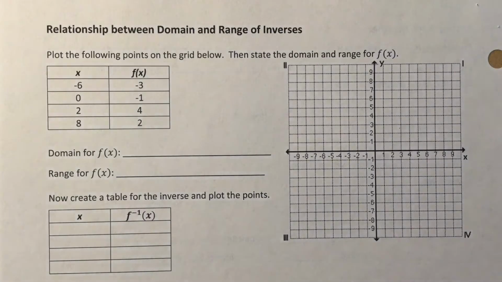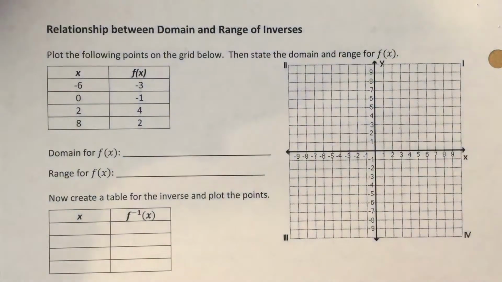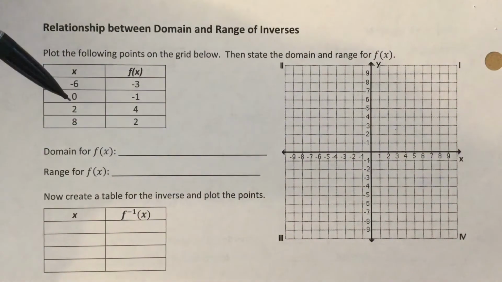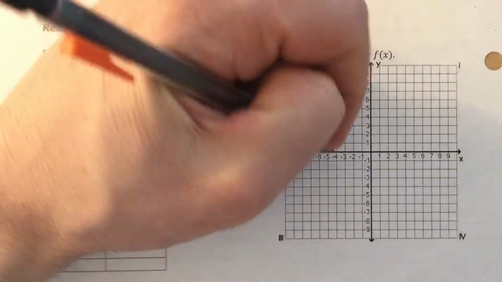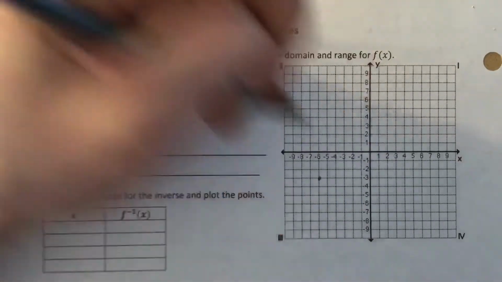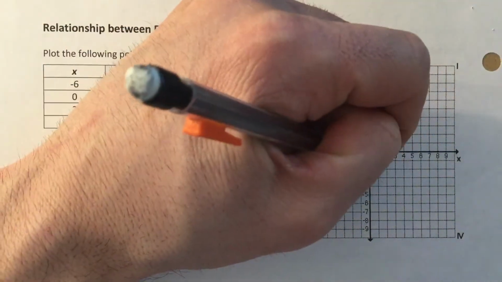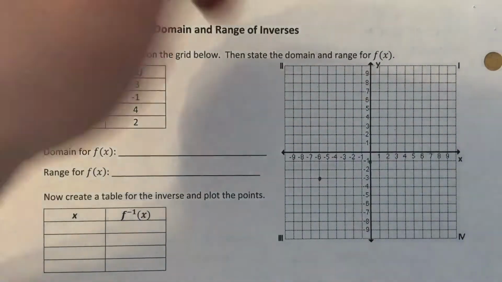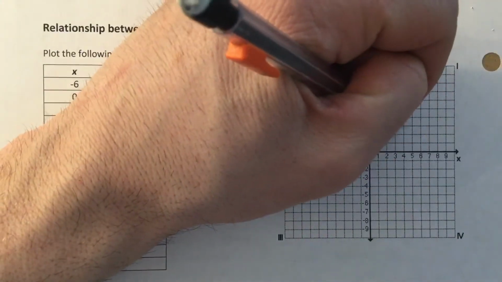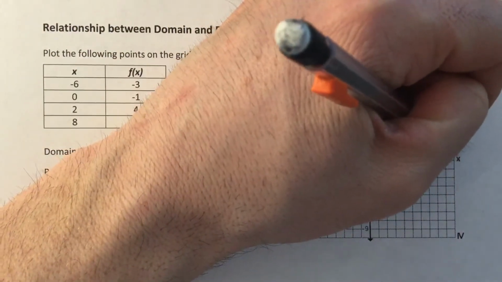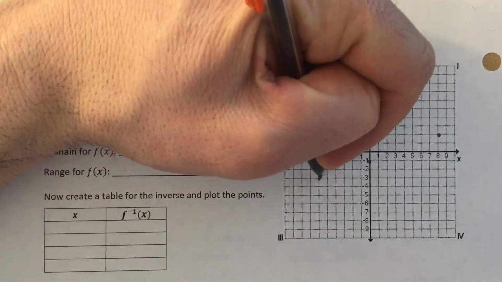Right, we are going to look at the relationship between the domain and range of inverses right now. And the first thing we're going to do is plot these points on the graph here and then state the domain and range for it. So there's (-6, -3), (0, -1), (2, 4), and then (8, 2). We're going to connect them in that order.